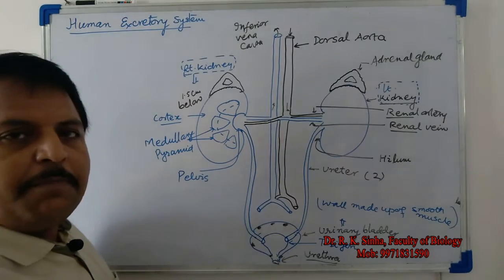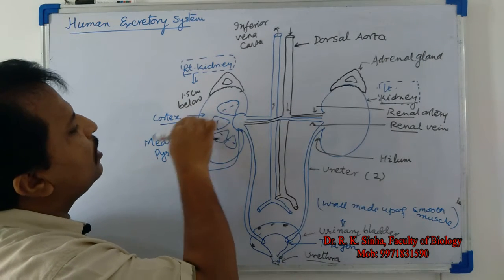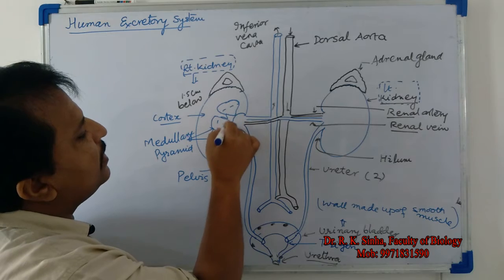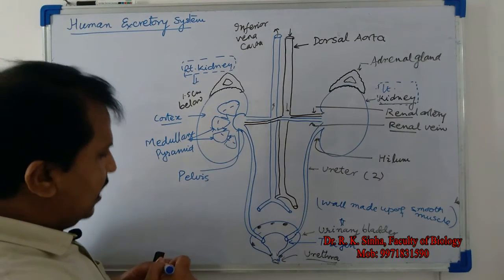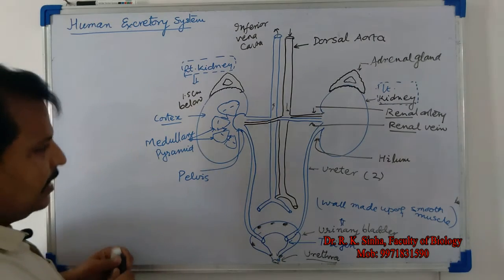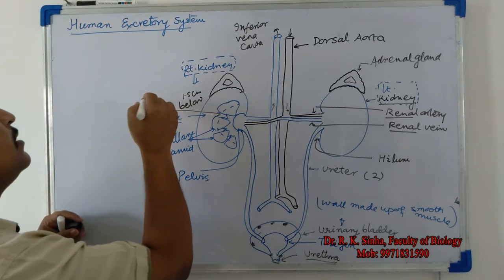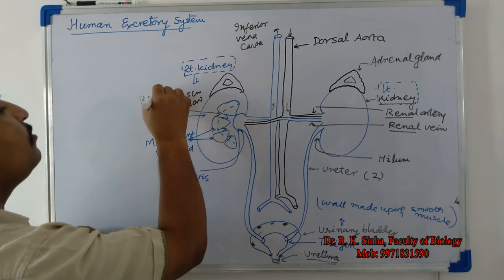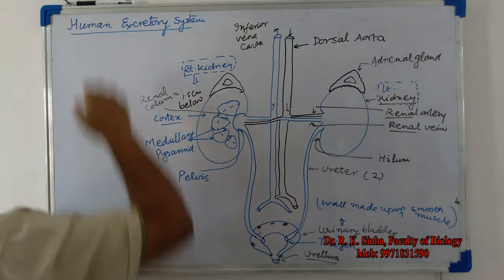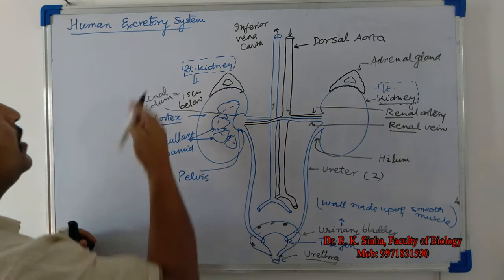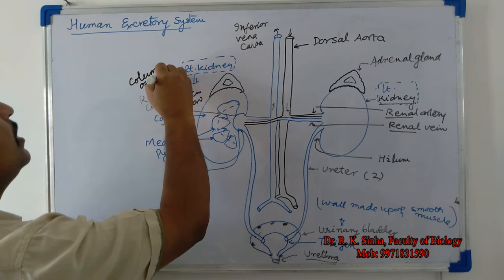The formation of the medullary pyramids is due to finger-like depressions of the cortex region. This depression of the cortex is known as a renal column. The renal column is also known as the column of Bertini.